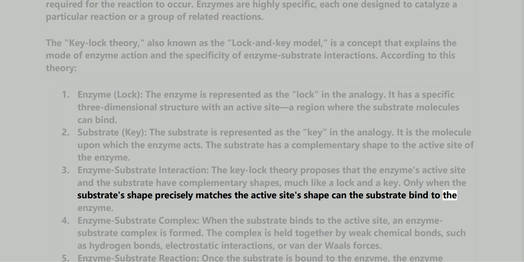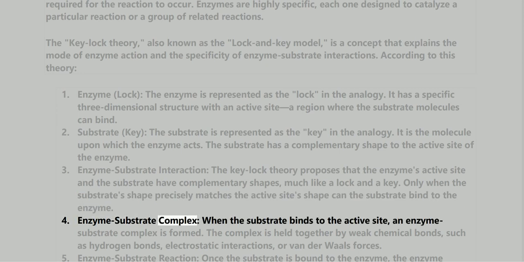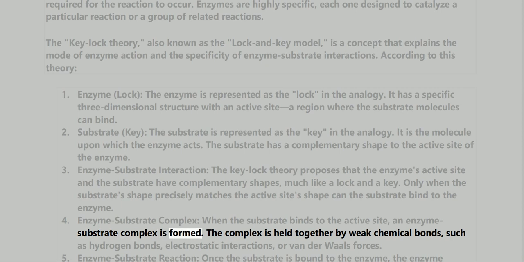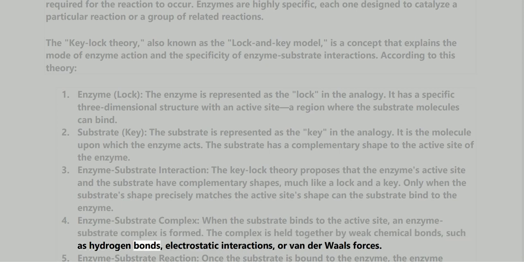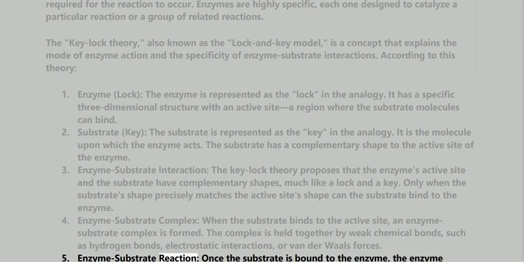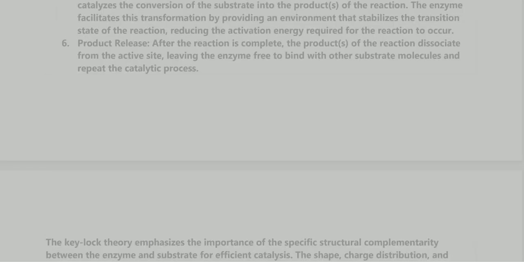4. Enzyme-substrate complex. When the substrate binds to the active site, an enzyme-substrate complex is formed. The complex is held together by weak chemical bonds, such as hydrogen bonds, electrostatic interactions, or van der Waals forces. 5. Enzyme-substrate reaction. Once the substrate is bound, the enzyme catalyzes the conversion of the substrate into the products of the reaction. The enzyme facilitates this transformation by providing an environment that stabilizes the transition state of the reaction, reducing the activation energy required for the reaction to occur.